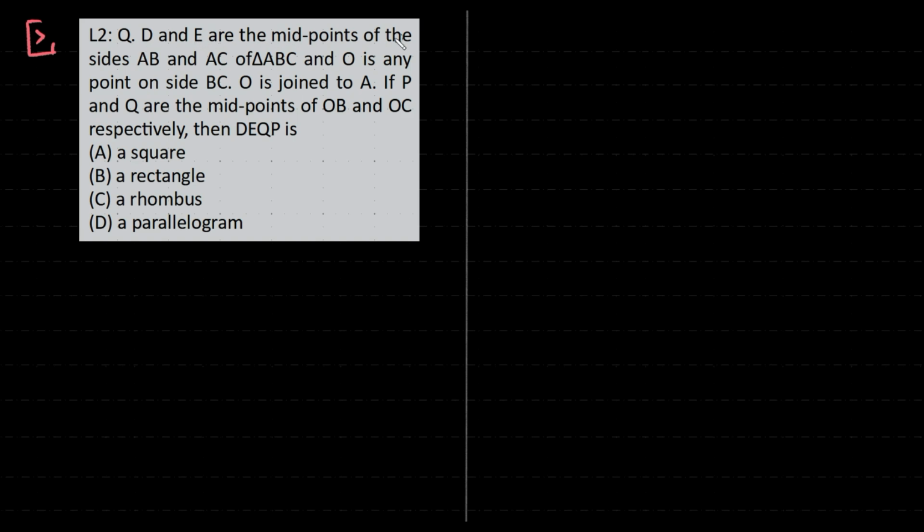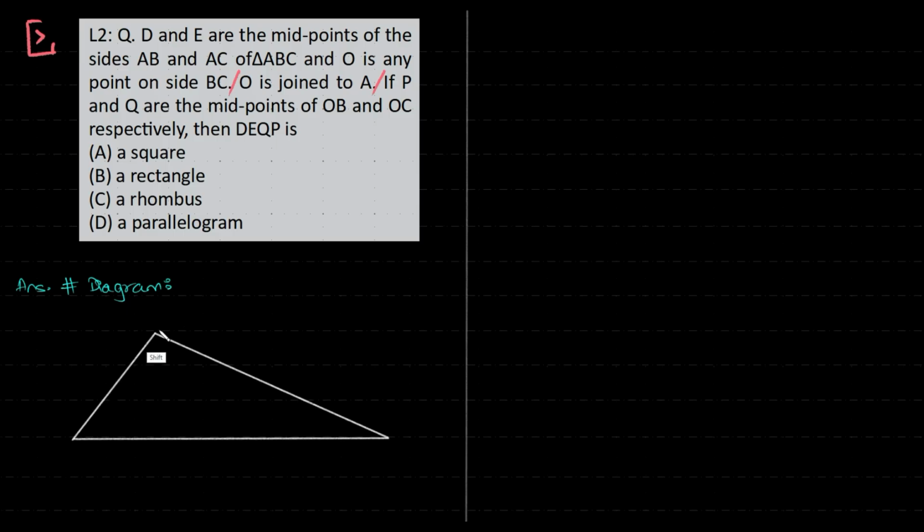D and E are the midpoints of sides AB and AC of triangle ABC, and O is any point on side BC. O is joined to A. Okay, we need a diagram to understand this. So I'll be showing you guys a 3-marker version, and from that you will learn how to answer or think for an MCQ also. Right? If you don't have the basic thinking, then there's no point in answering any question.